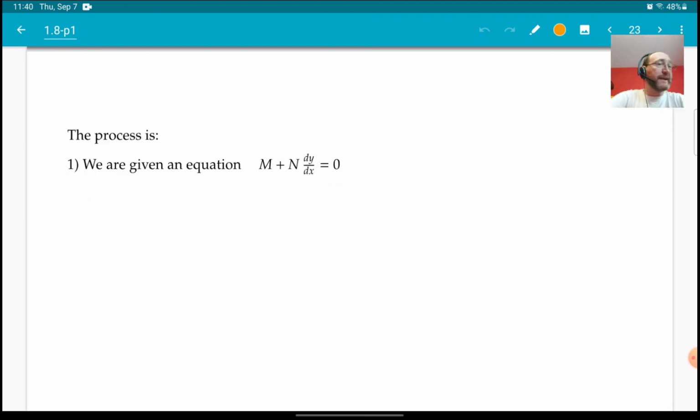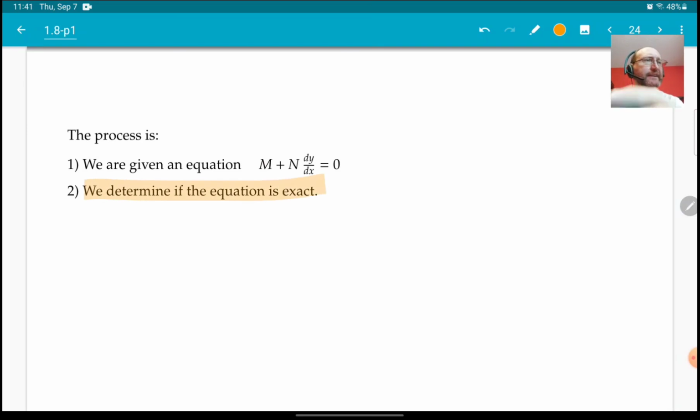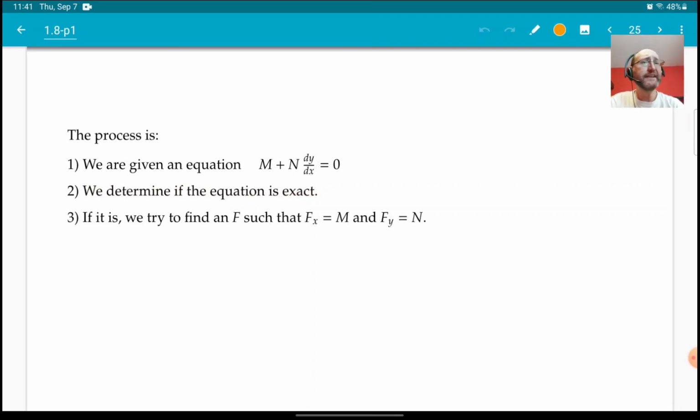Okay, so let's get back to differential equations. The process of what would generally happen here is that we somehow get an equation that we want to solve. We first determine, and we're going to have a test for this, so that we don't have to start solving if we can't, if the equation is exact. It's actually fairly easy to figure that out. If it's not exact, then there's no point in trying to solve. And if it is, then we try to find an f such that f sub x is m and f sub y is n. And it really is that simple.